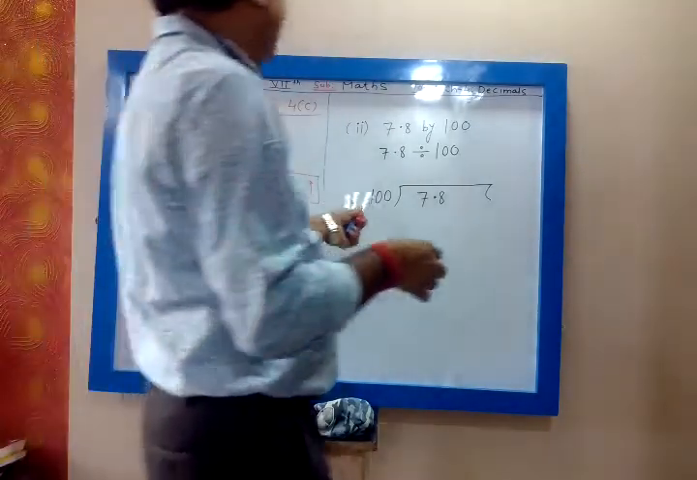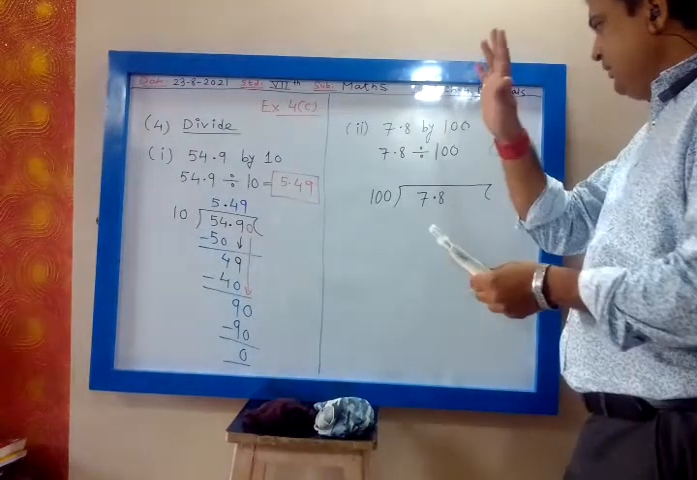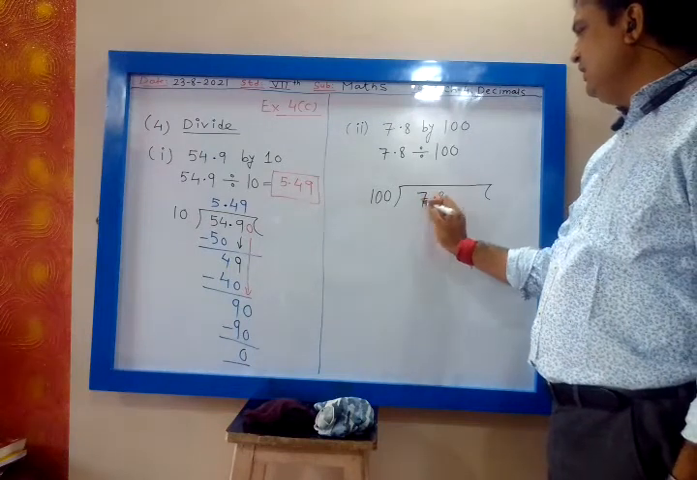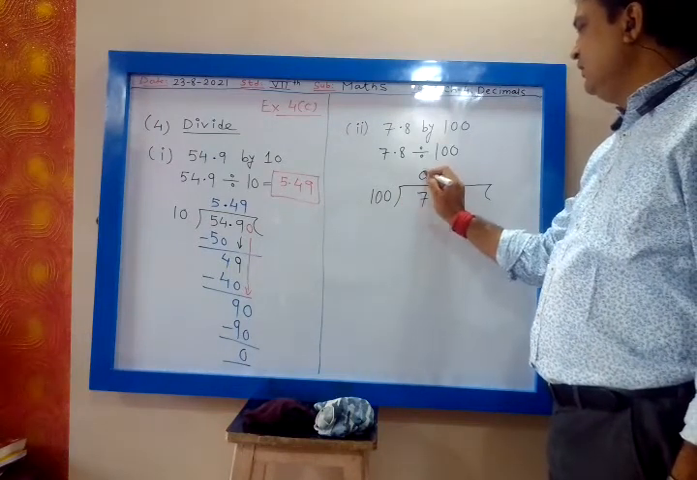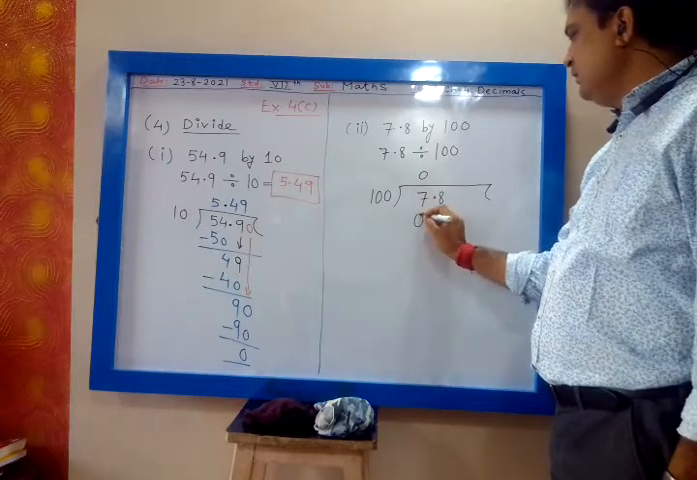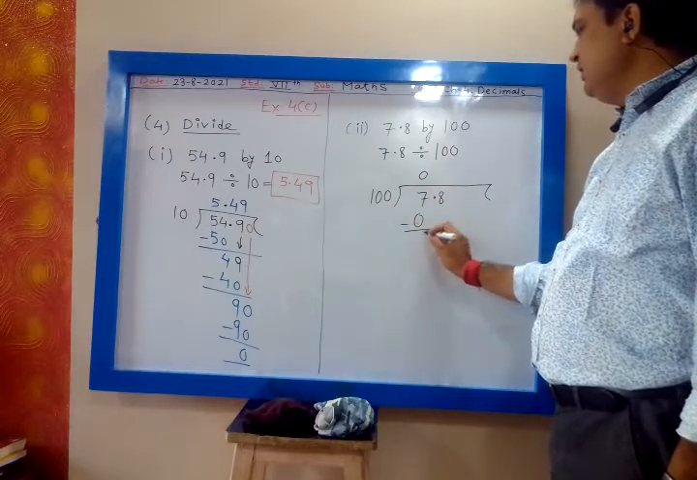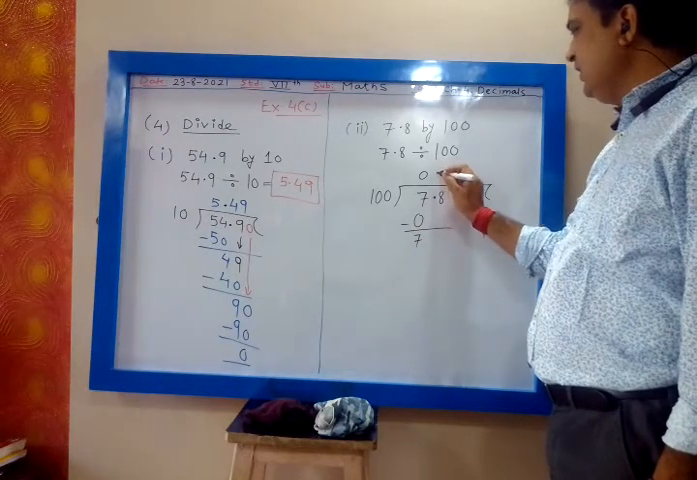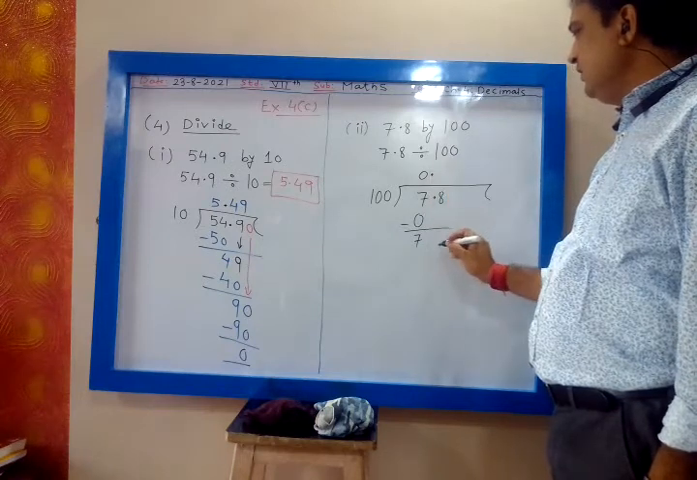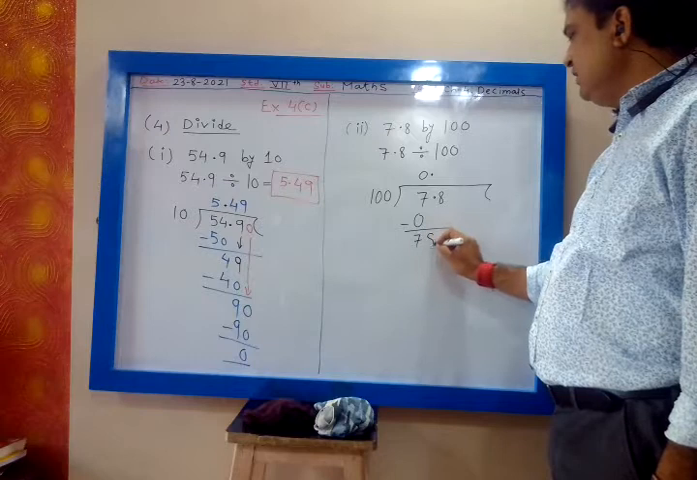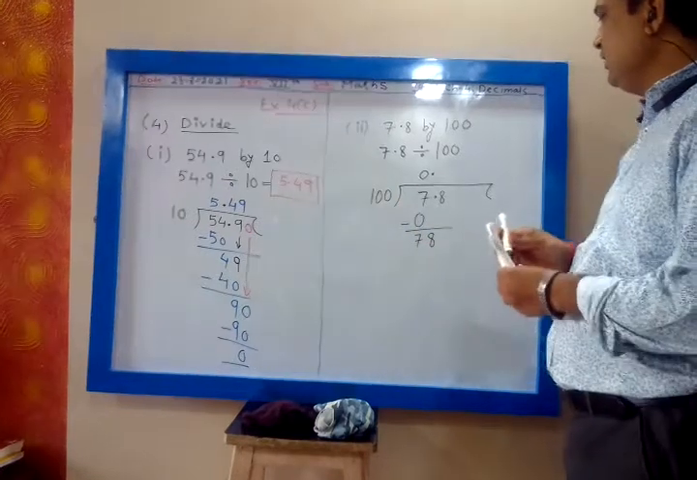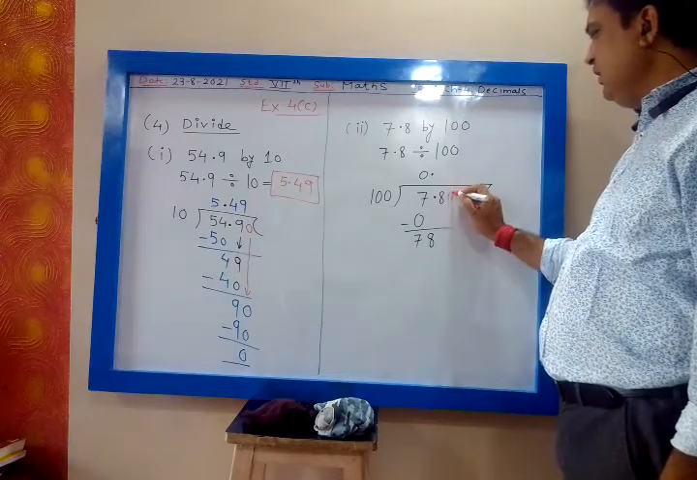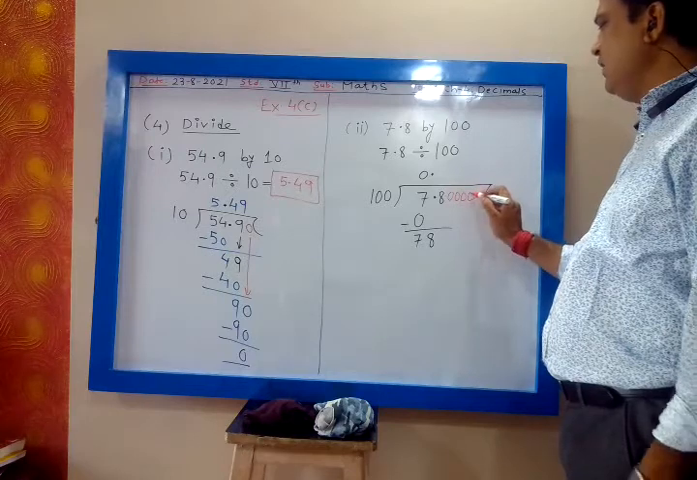7. So 7 is smaller than 100. One minute. This is 7. This is 100. So 0. 100 into 0, 0. 7 minus 0 is 7.8. Okay. 7.8. Now point is there. I will carry this. 78. But again 78 is smaller. So this 7.8 you can write. How many zeros you want to add? You can add.